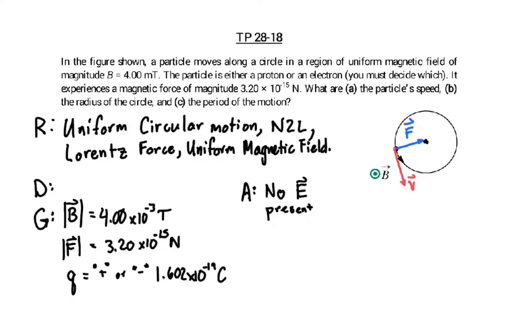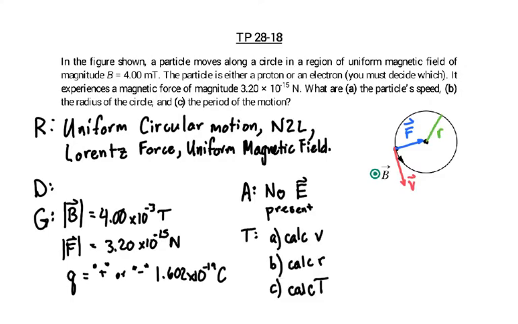Our next step is the assumption step, and it doesn't say it in there, but we assume that there's no electric field present. If you have an electric field and you have a charged particle, you inherently have a force on that particle. Well, if we have a particle in uniform circular motion, then we have to assume that the only force acting on this body is our Lorentz force and not our electrostatic force.